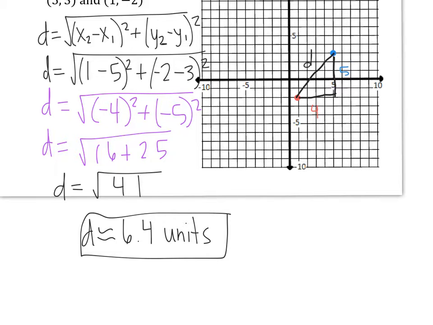So again, when we use this formula, that 4 correlates with this negative 4, and that 5 correlates with this negative 5. So really, it's like we're using the Pythagorean theorem, just in a little bit more complicated formula, but it's really not all that complicated when you go through and practice it and do a couple examples. It really isn't too much work. So we get about 6.4 units for the distance, and let's move on to another example.